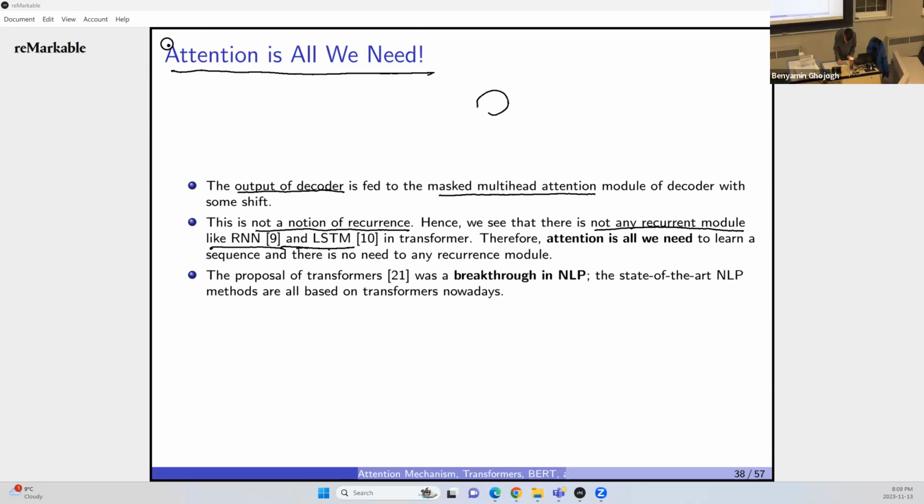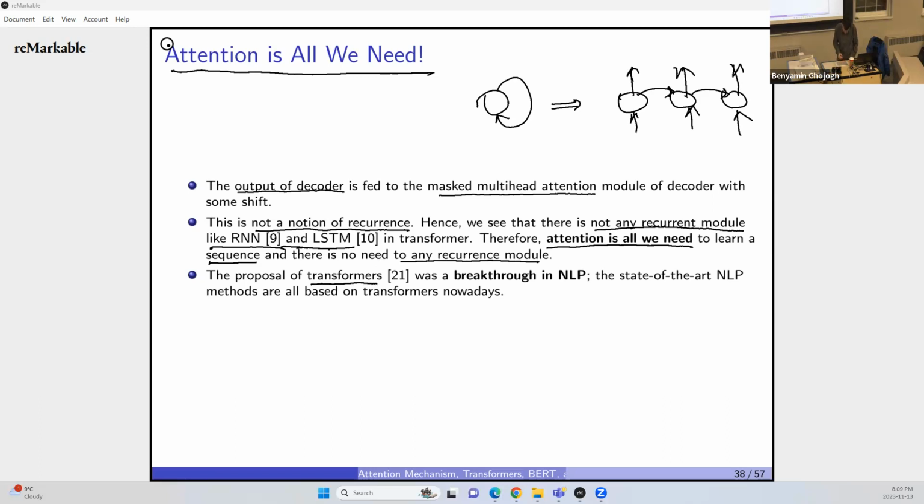We don't see something like this that we had in the previous lecture, where we unfolded it and it becomes like this. Do you remember? That was a recurrent neural network, but we don't have such recurrence here. As a result, attention is all we need to learn a sequence, and there is no need for any recurrence module, okay? This proposal of transformers was a breakthrough in natural language processing.